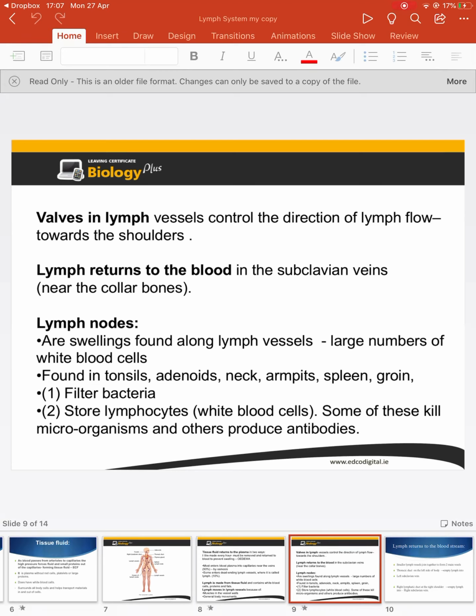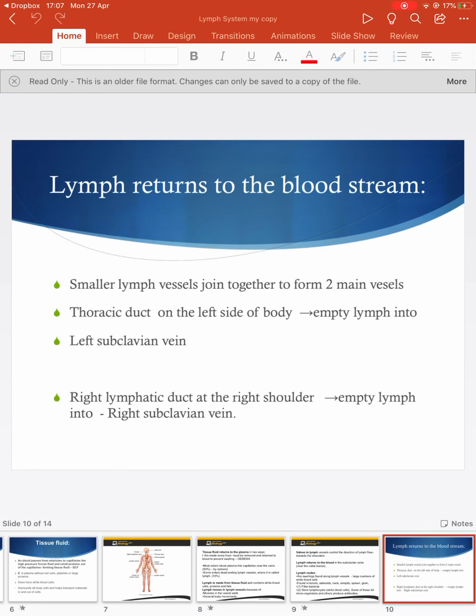Okay, now the next one there, you can see that I talked to you about where you have swellings, where you have large numbers of white blood cells in the lymph nodes. So think of things like tonsils, adenoids, under your armpits. And the function there now is the immunity function. So filtering the lymph, removing any bacteria, and you have a lot of lymphocytes there. Remember, lymphocytes, large nucleus, producing antibodies, and that's how they kill the pathogens.